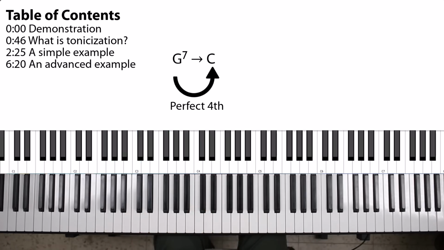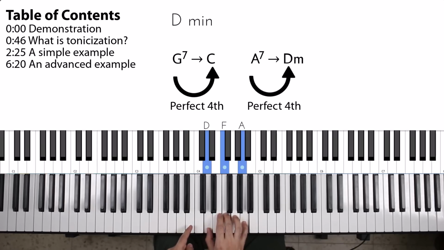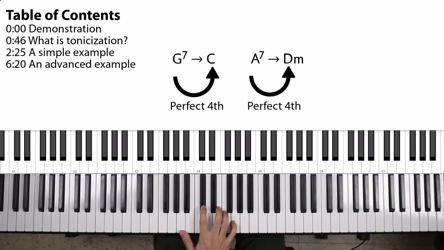Let's do another example. Let's take D minor. So, starting from a D, you go a perfect fourth down, so 5 semitones, let's count. 1, 2, 3, 4, 5, which is an A, and this means that I can precede the D minor with an A dominant seventh chord.